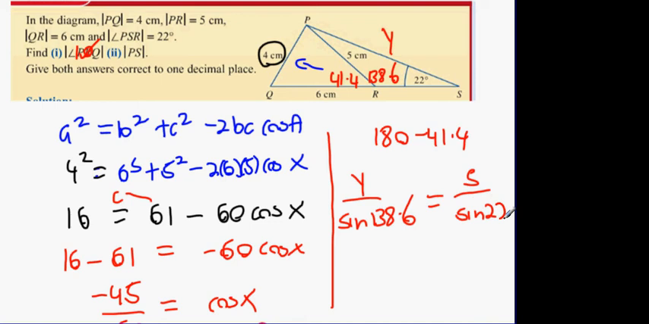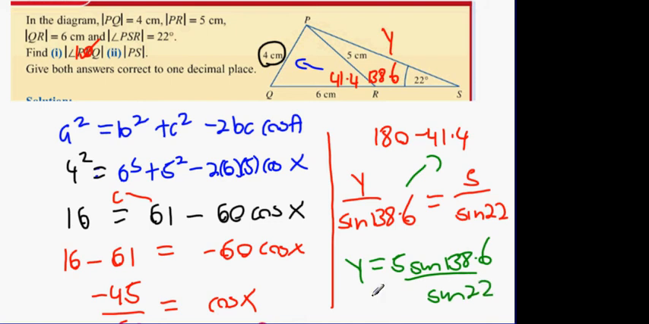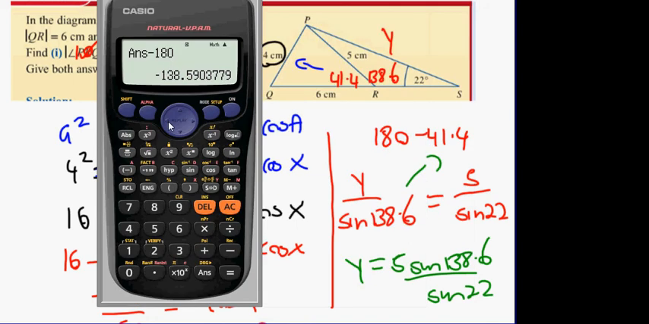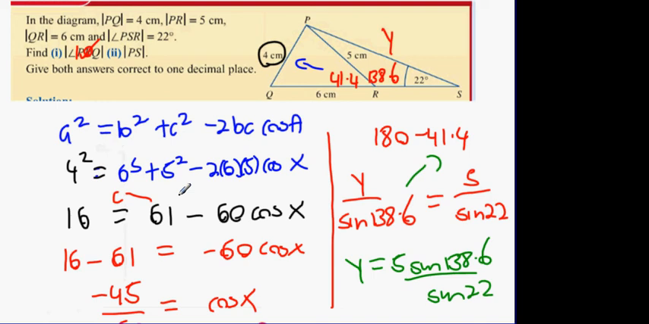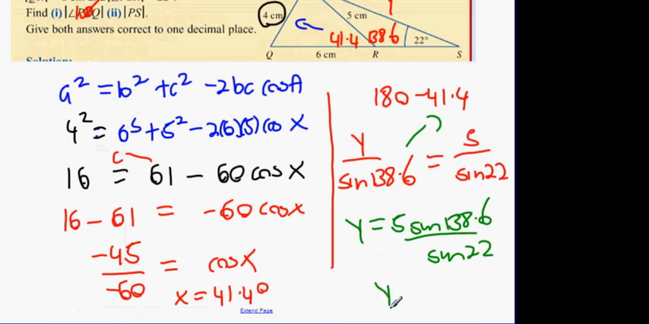Now guys, don't round off. You guys round off too quickly. Only round off at the very end. You don't want any decimal errors. Bring it up. Y equals 5 sine 138.6 divided by sine 22. Put all of that in one go into your calculator, and what do we get? Can anybody tell me? Anybody got it right? 8.8. That's exactly what it's going to be. 8.8 when you type it into the calculator. So 8.8 centimeters. Okay?